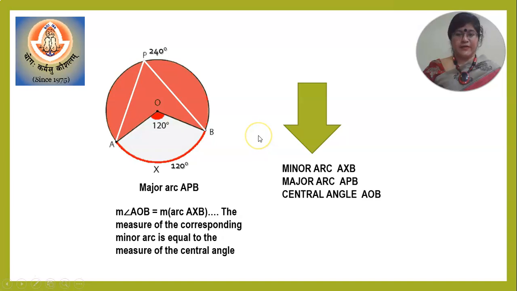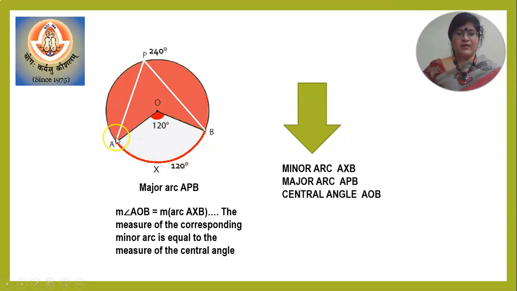Now, look at this diagram. In this circle, angle AOB is the central angle. The angle which is formed in the center of the circle is called the central angle. Then this arc AXB is the minor arc, and arc APB is the major arc. You have done this. We have revised all this in the earlier video lessons.